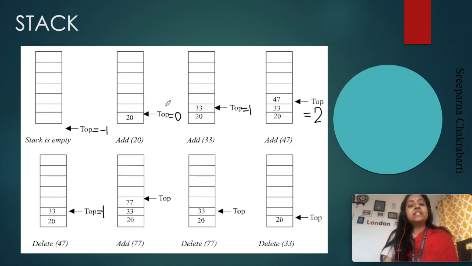So whenever we are inserting an element, we increase the value of top by 1. And whenever we are deleting or popping out any element from the stack, we decrease the value of top by 1. Now if we again insert 77, what will be the value of top now? It is 2. Again, if we delete an element or pop out an element from the stack, always which element will be popped out? The last inserted element, that is 77. I hope push and pop are clear to you now.